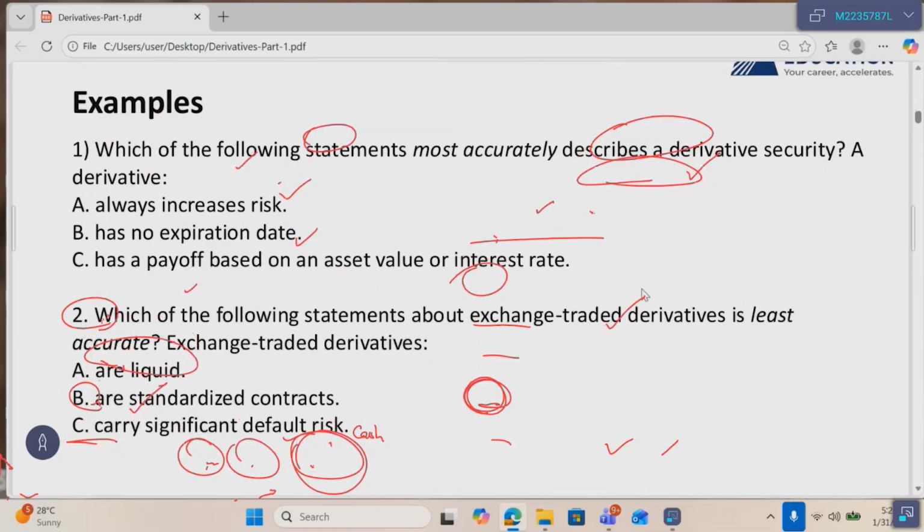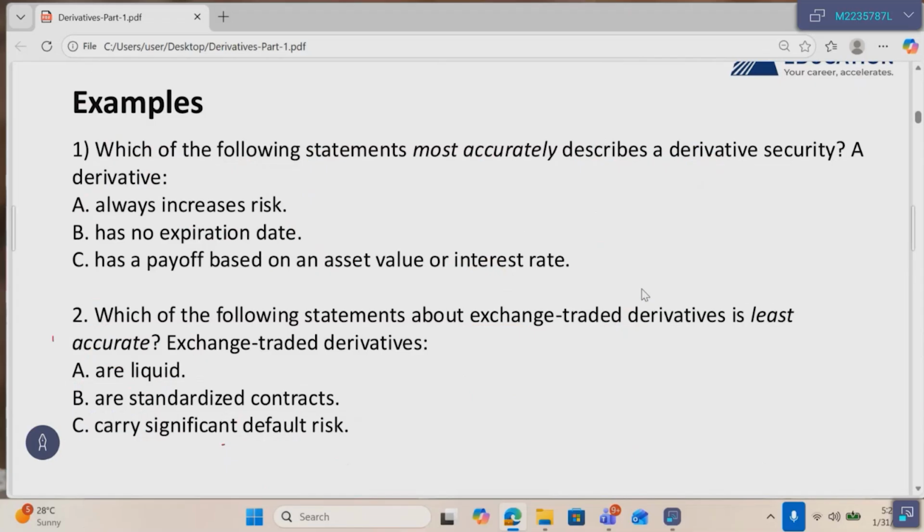Right? Quickly, we're not done with this. We'll just go to the main parts. So that's your derivatives content, derivatives markets. Which of the following most accurately describes the derivative security? Does it always increase risk? No, it is mitigating risk, right? Does it have no expiration date? No. Every derivative will expire either after 1 month or 2 months or 3 months. Does it have a payoff based on an asset? Yes, it's always deriving its value from another asset and therefore it's called a derivative.